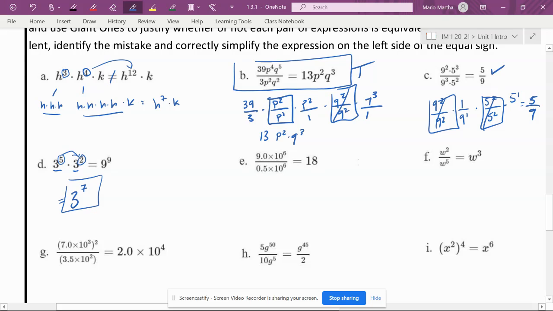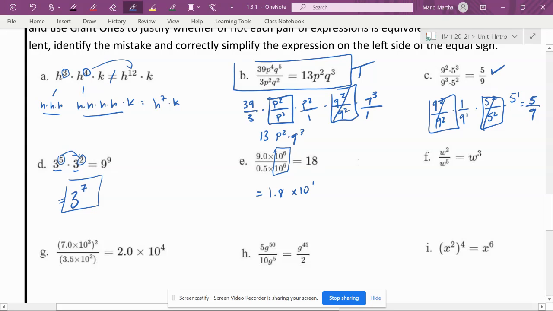All right. So the next one. We have scientific notation, 9.8 times 10 to the 6 over 0.5 times 10 to the 6th power. So again, these are our giant ones right there. So this one's almost true, but it's not in scientific notation. Our result has to be in scientific notation. So 18 would be the same as 1.8 times 10 to the 1st.